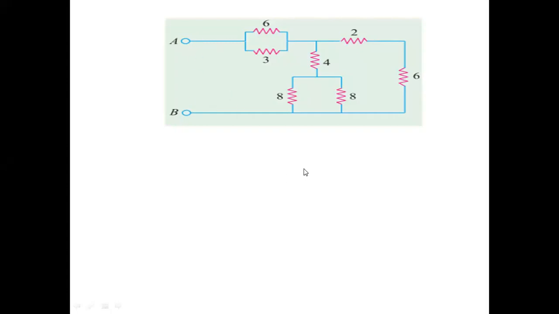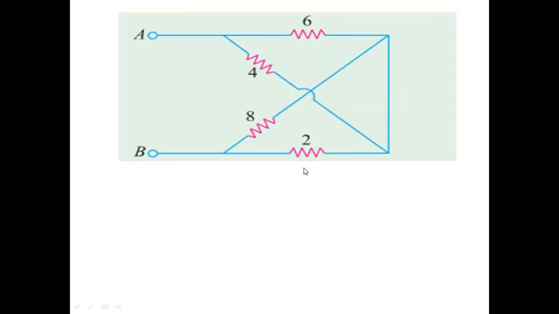Okay. So like this we can do it. Okay. This is another problem. So we have to find out the resistance across A and B. You have to find out the resistance between A and B. So the simple solution I explained.